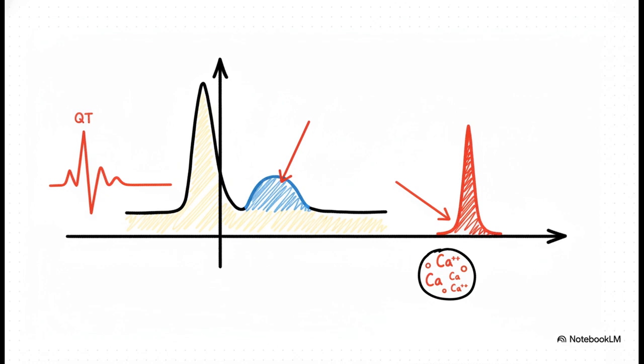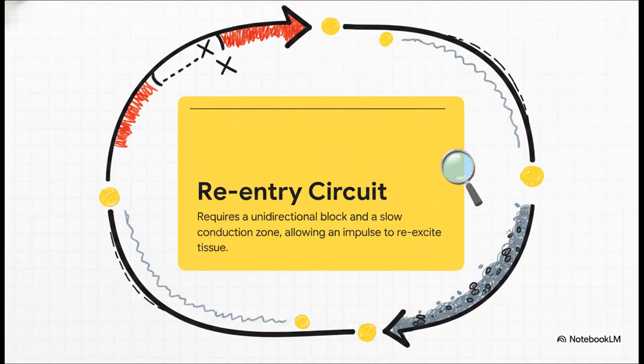These are driven by intracellular calcium overload, classically seen in things like digoxin toxicity or myocardial ischemia. The excess calcium is spontaneously released from the sarcoplasmic reticulum, causing a transient inward current that can trigger a brand new action potential. And finally, we have re-entry, the villain behind most of the sustained clinical tachyarrhythmias we deal with.